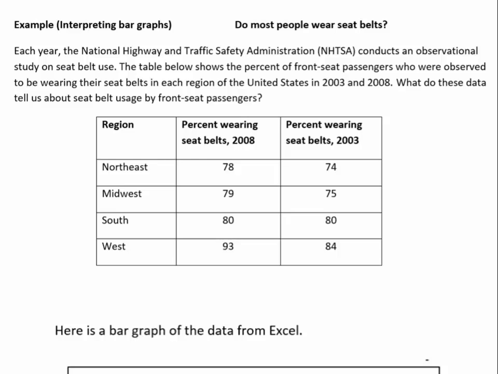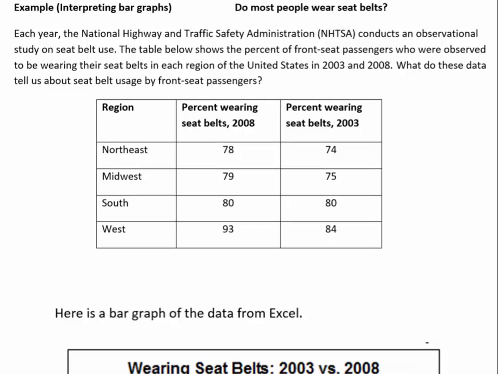All right, how can we interpret different bar graphs? This is a sample problem about seatbelts, and it's asking the question, do most people wear a seatbelt? Now, each year, the National Highway and Traffic Safety Administration conducts an observational study on seatbelt use. The table below shows the percent of front seat passengers who were observed to be wearing their seatbelts in each region of the United States. Now, this happened in 2003 and 2008.